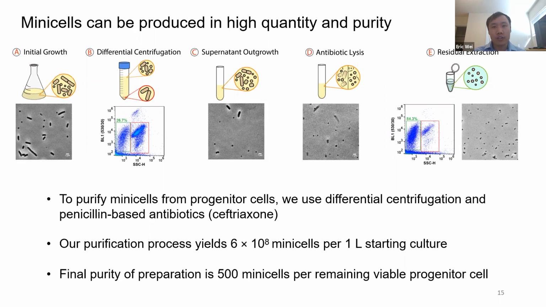There are also other ways you can improve the purity of your preparation, for example, through FACS or through storage in environments where the progenitor cells won't thrive. But so then we now have a population of mini cells that we're able to probe further.